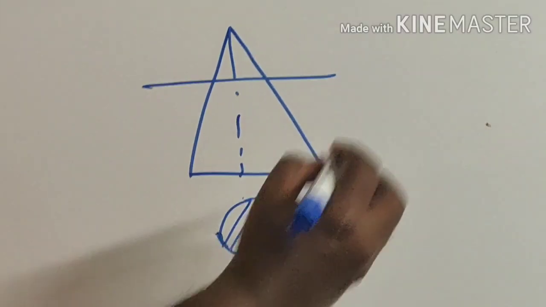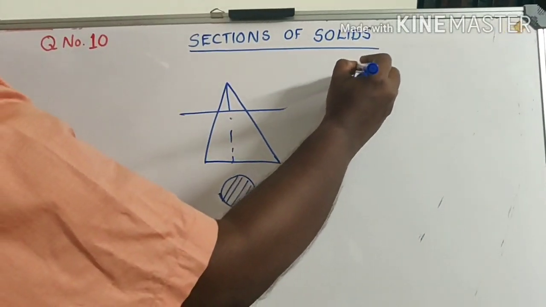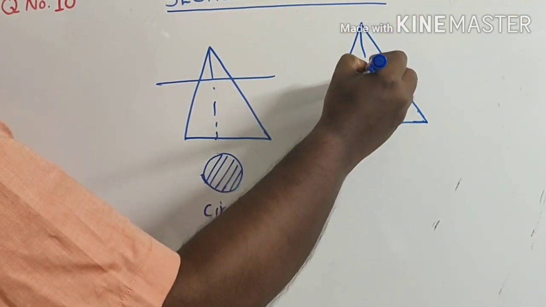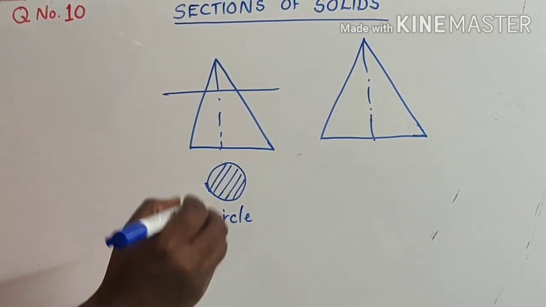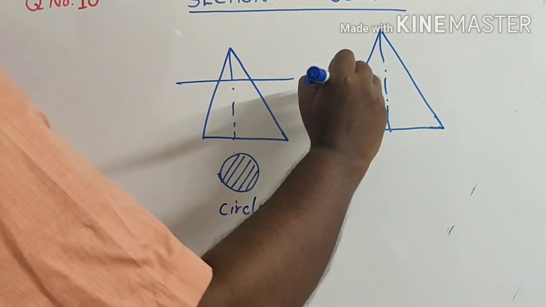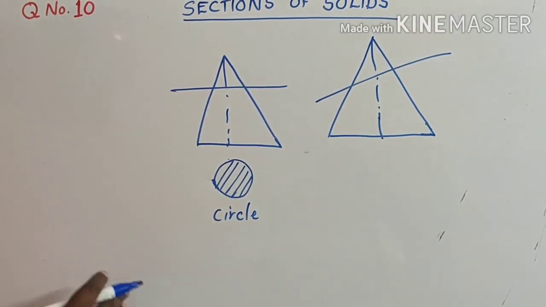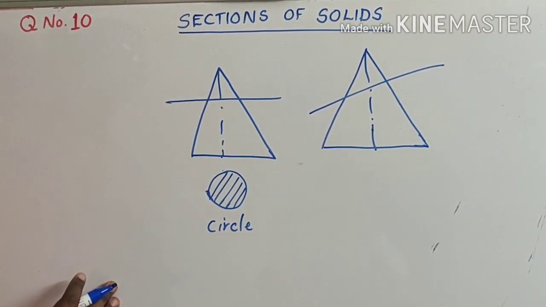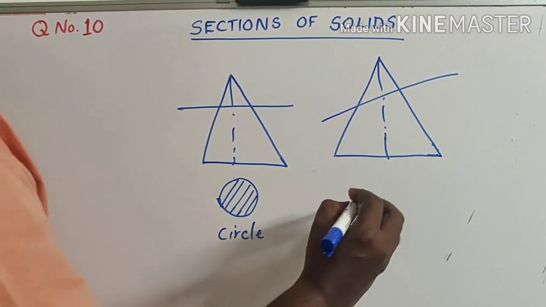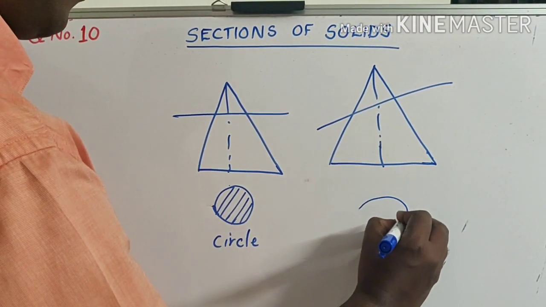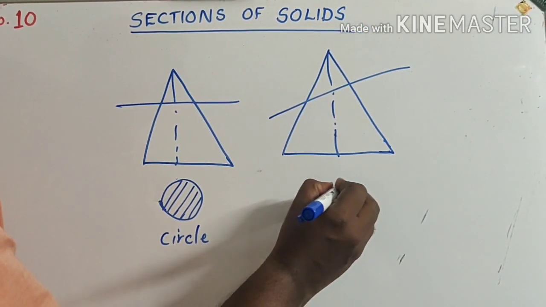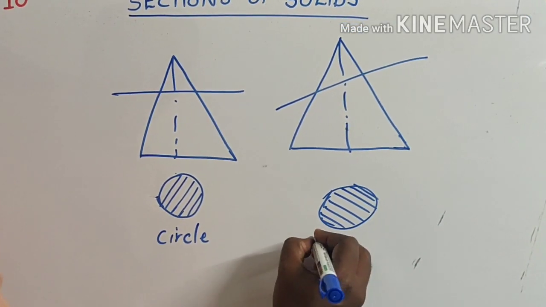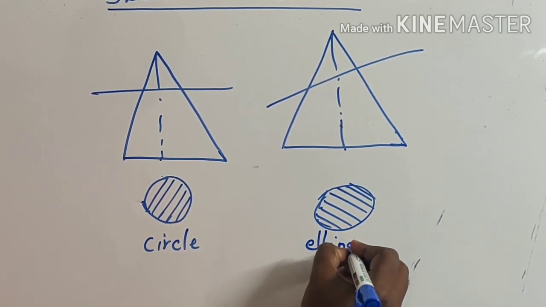Now you consider another situation. Here there is a cone. This is the front view of the cone. This is the axis. I am going to cut the cone such that the section plane is inclined to the axis and it is cutting all its generators. Now you can see that the obtained section will be an ellipse.